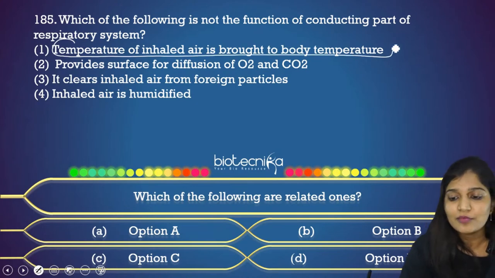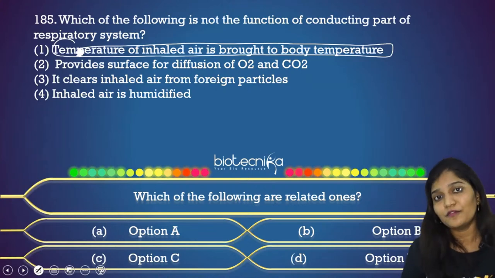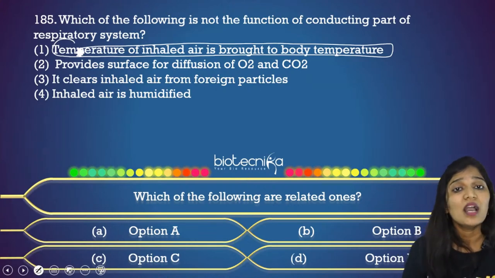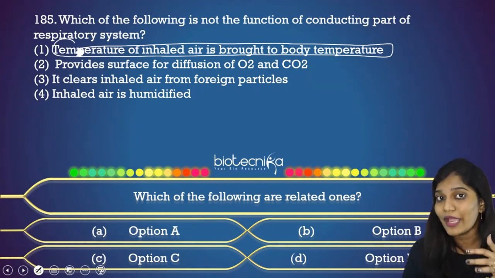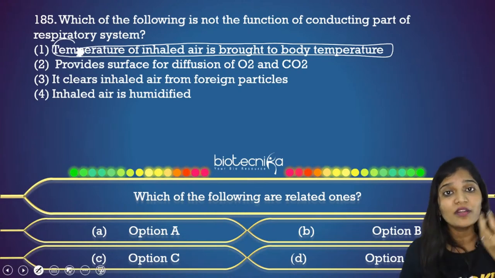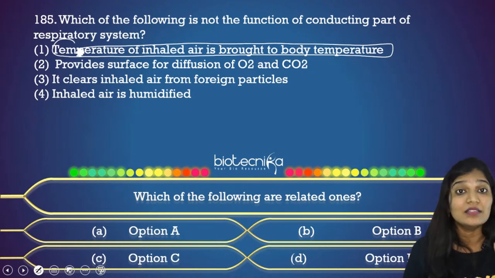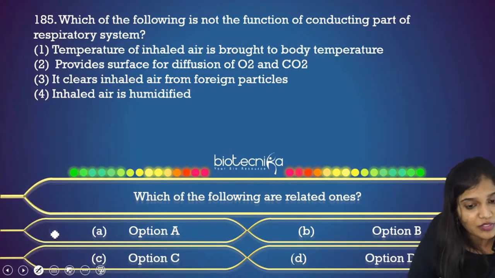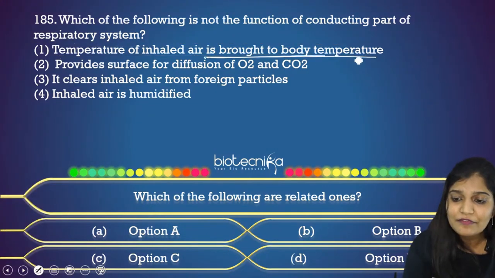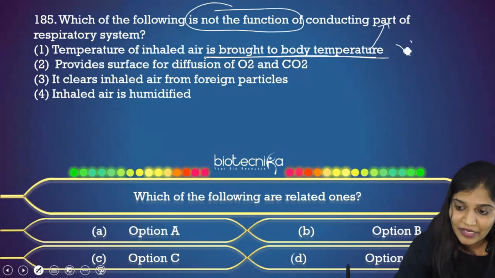Temperature of the inhaled air is brought to body temperature. Definitely, when you are going to respire very warm air, suppose if you are in a desert, you will be breathing very warm kind of air. At that time, the body will not be able to take warm air. So what they'll do, you used to get a lot of water outside your nose. That is because the conductive system is able to maintain the temperature in your body. If the temperature increases, the enzymes will degrade. So the temperature of the inhaled air is brought to body temperature. Yes, this is the function of the conducting part. Correct. But they ask you to find out which is not the function. So we will eliminate this option.